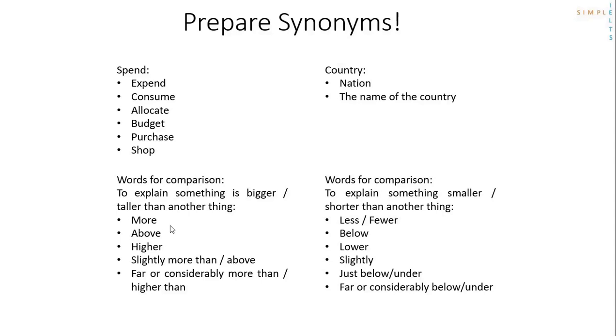Still, about comparison, if we want to explain something smaller or shorter than another thing, we can say less or fewer. Less is for the uncountable noun, fewer is for the countable noun. For example, an uncountable noun is money, the amount of money. For fewer, we can say people, the number of people. We can count how many people there are.